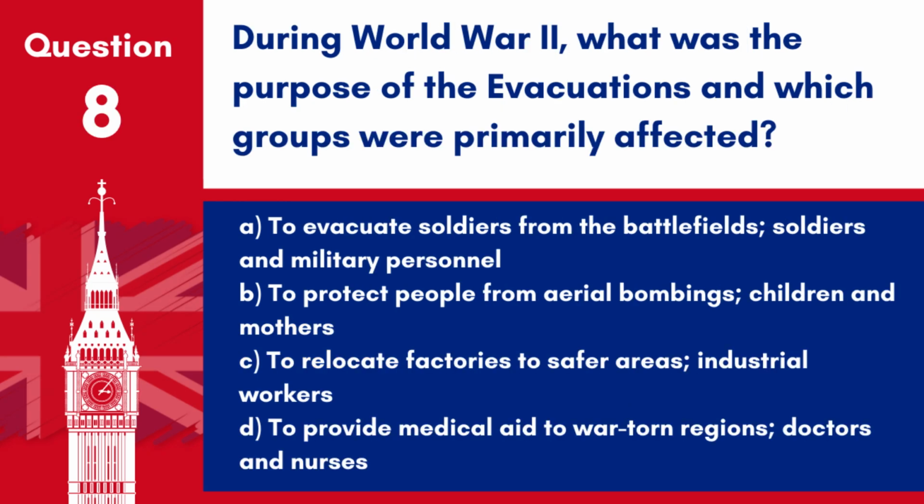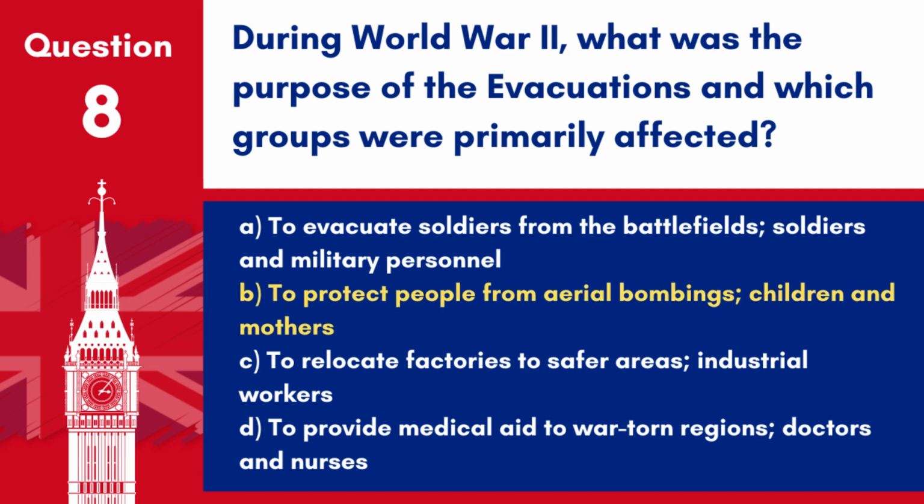what was the purpose of the evacuations and which groups were primarily affected? A. To evacuate soldiers from the battlefields, soldiers and military personnel. B. To protect people from aerial bombings, children and mothers. C. To relocate factories to safer areas, industrial workers. D. To provide medical aid to war-torn regions, doctors and nurses.